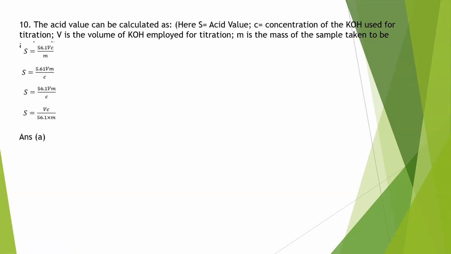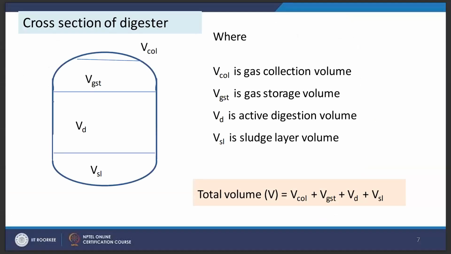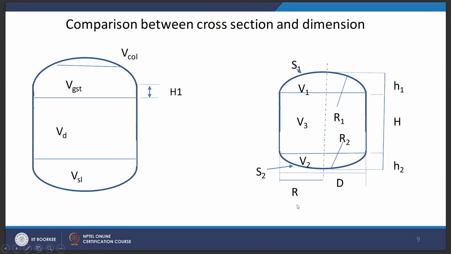So now we'll solve one numerical on how to find the cross section of the digesters and how to find the dimension of the digester. So this is an anaerobic digester where, in the cross section, VD is the active digestion volume, VGST is the gas storage volume, VCOL is the gas collection volume, and VSL is the sludge layer volume. And the total volume of the reactor will be the summation of these volumes.